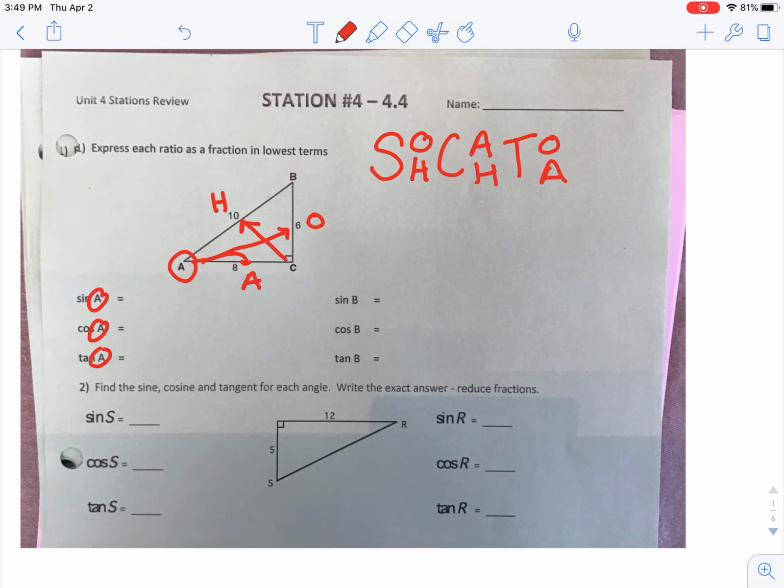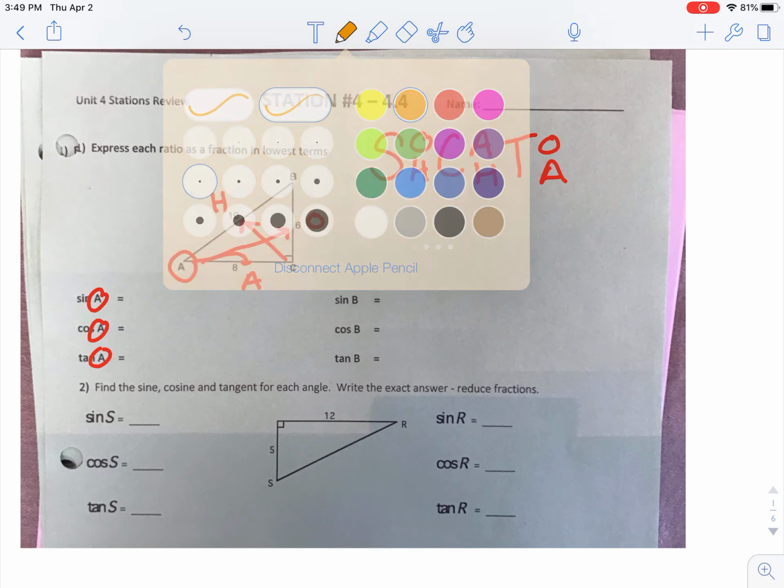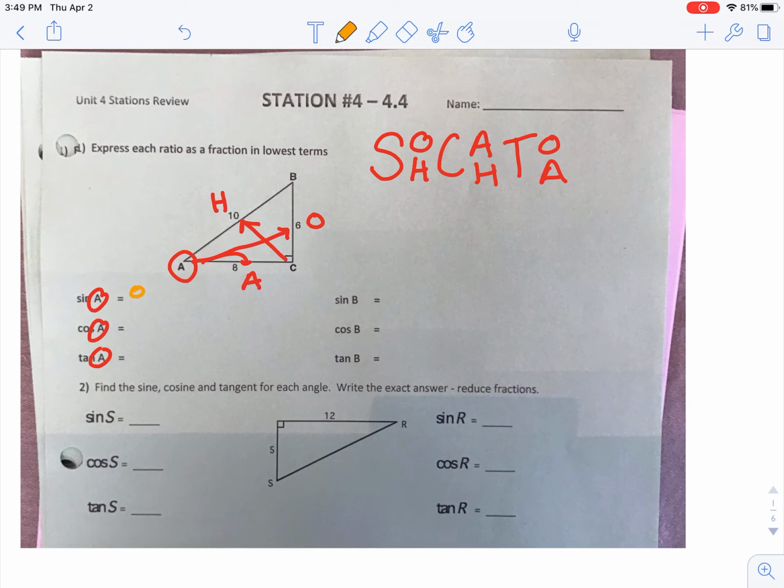So to find the sine, it's asking for sine, which is O over H. So I just take O, which is 6, over H, which is 10. And then I have to reduce that on my calculator. Remember, we always have to reduce on your calculator. So my first answer is 3/5.